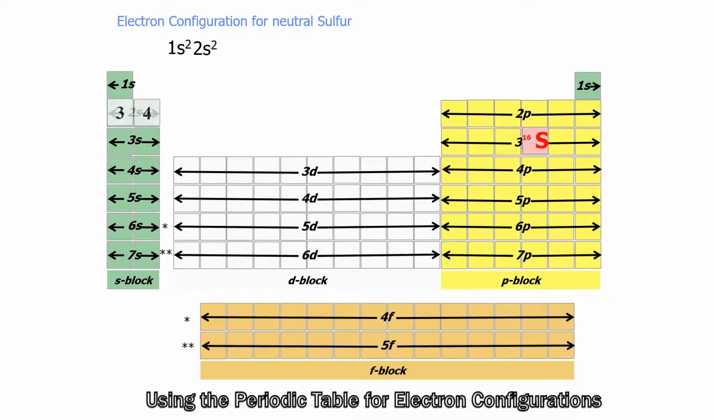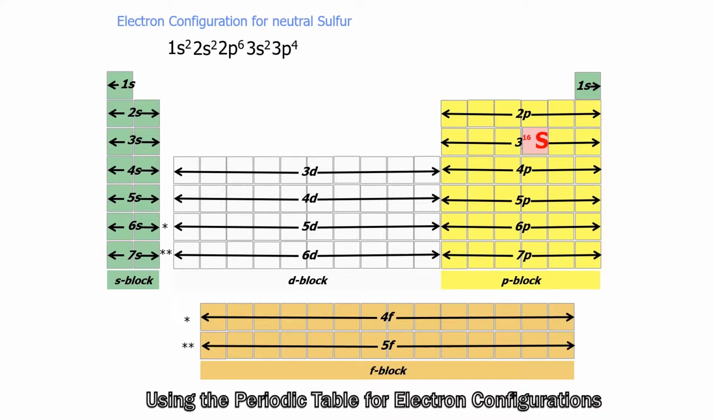Continuing across to the p block, we then begin filling the 2p orbitals with 6 electrons. Now we cycle back to the left and go down 1 period to the 3s orbitals and fill those with 2 electrons. Now we cross over to the p block and put the last 4 electrons into the 3p orbital, stopping when we get to sulfur within this 3p block of elements.